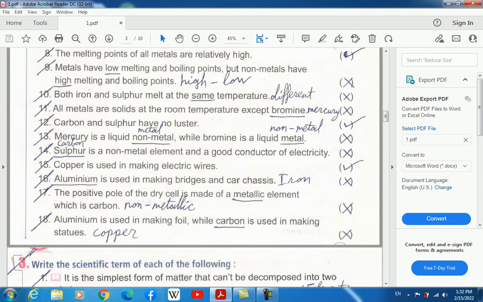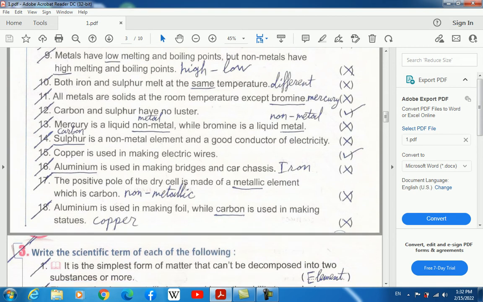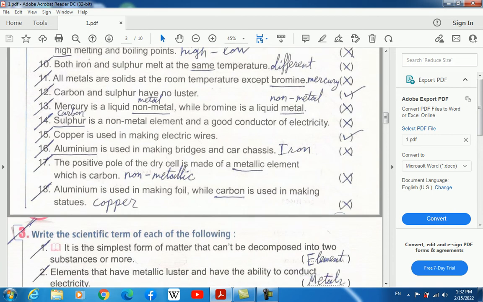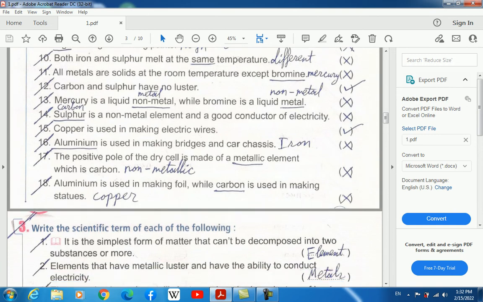8. The melting points of all metals are relatively high. Correct. 9. Metals have low melting and boiling points, but non-metals have high melting and boiling points. Wrong, it's vice versa. Metals have high melting point and boiling points, but nonmetals have low melting and boiling points. 10. Both iron and sulfur melt at the same temperature. Wrong. They melt at different temperatures.